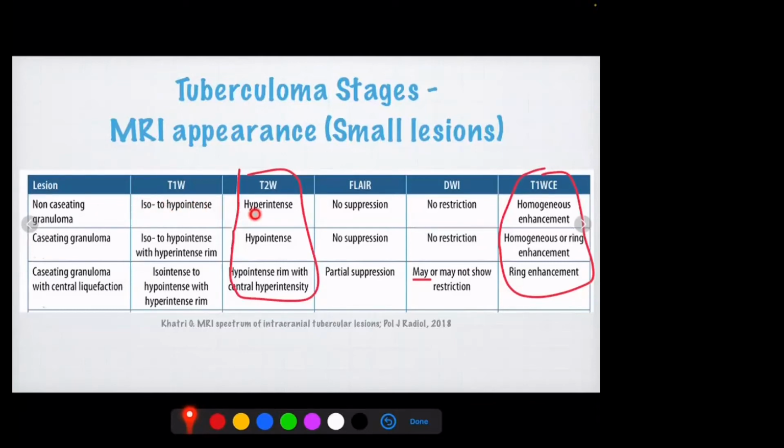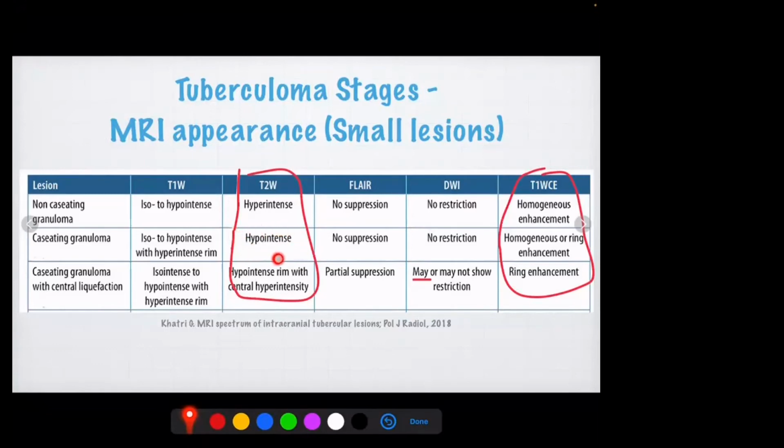T2 and T1 contrast are the main sequences that we look for, because these can help differentiate the lesions. The cavity of a non-caseating granuloma would be hyperintense, like most other smaller granulomas. The caseating granuloma would have very increased cellularity, and hence this high cellularity causes T2 hypointensity.